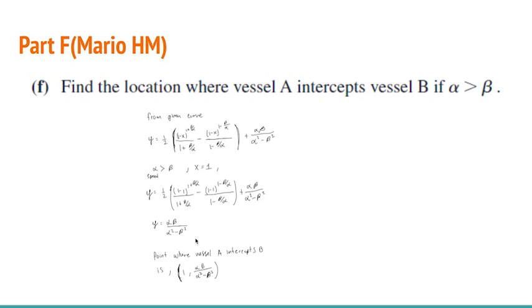Now, this is where vessel A intercepts B, which is 1 comma beta times alpha over alpha squared minus beta squared. And this given coordinate is where A intercepts B.